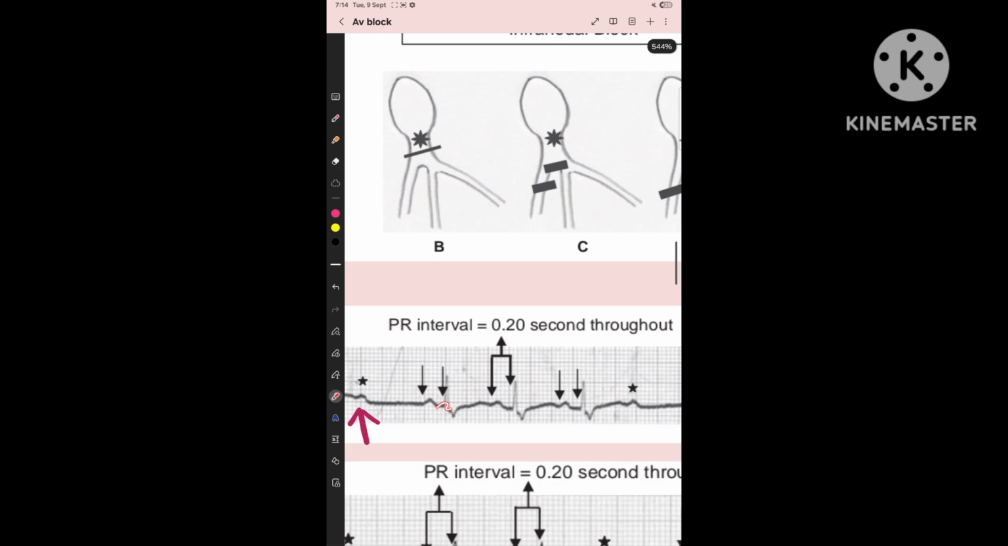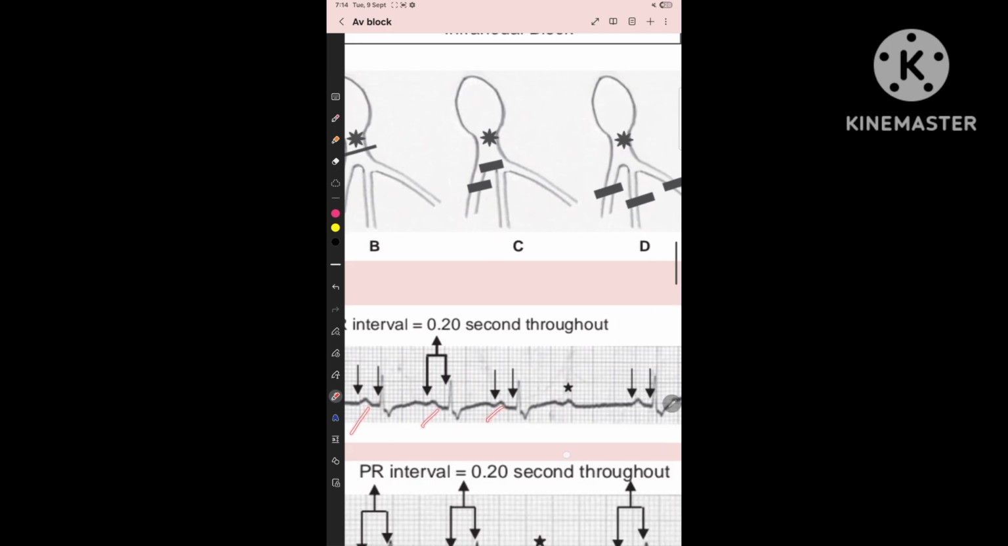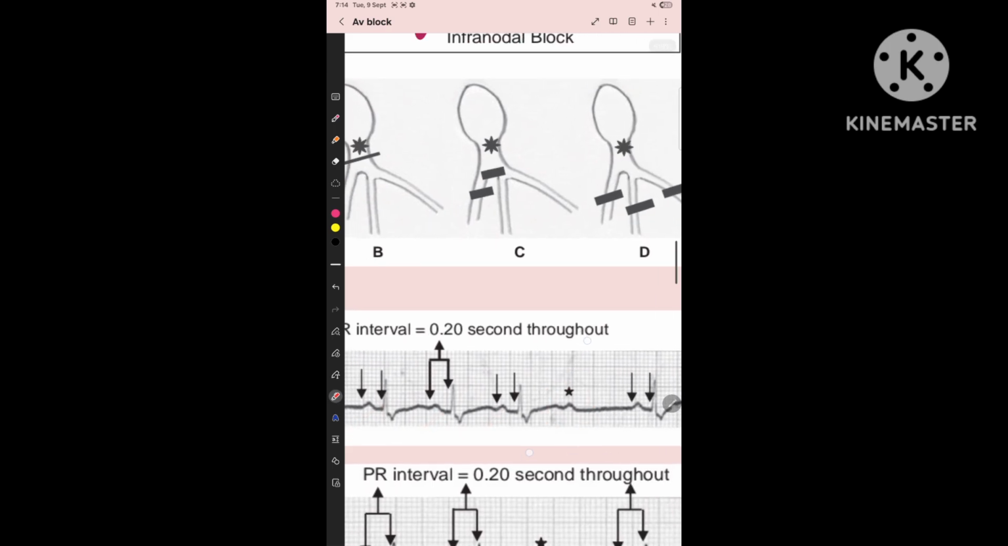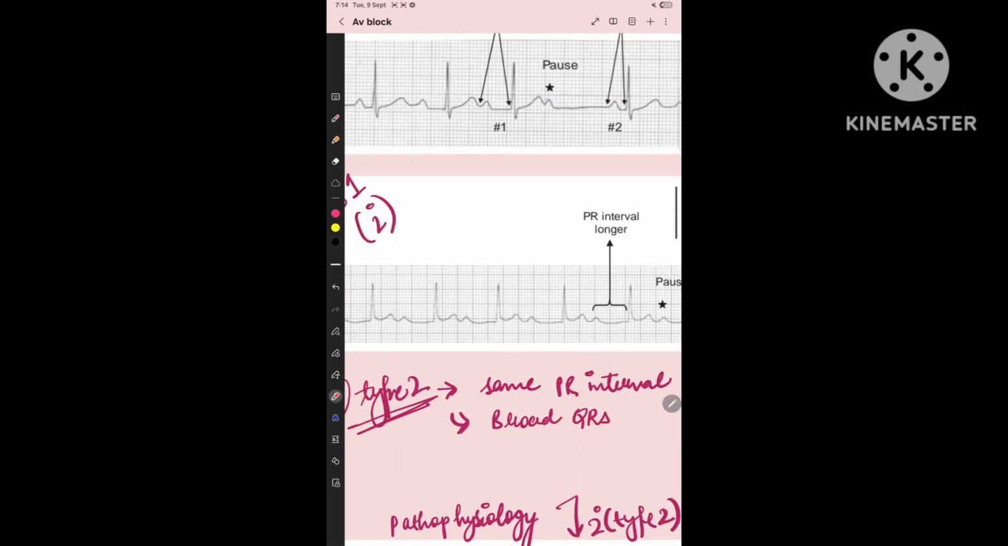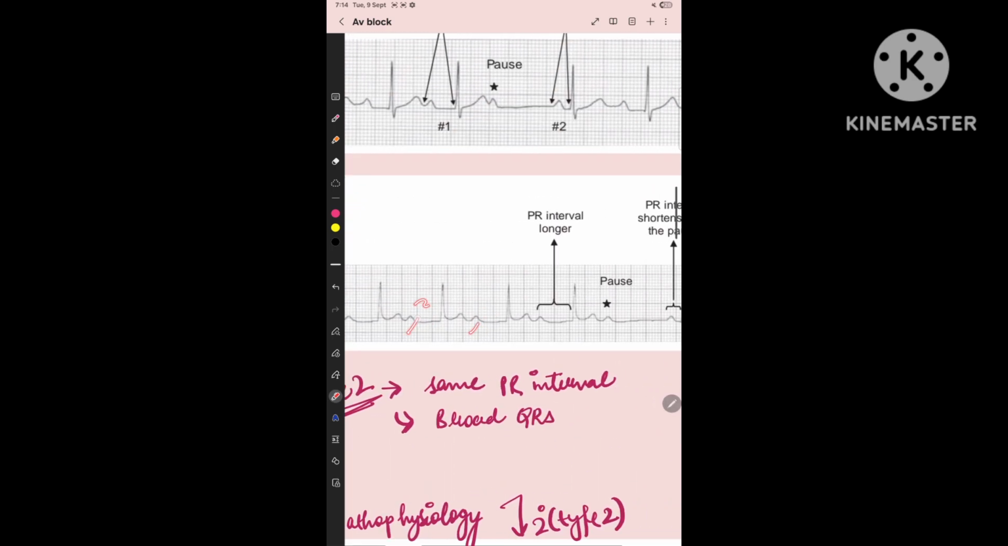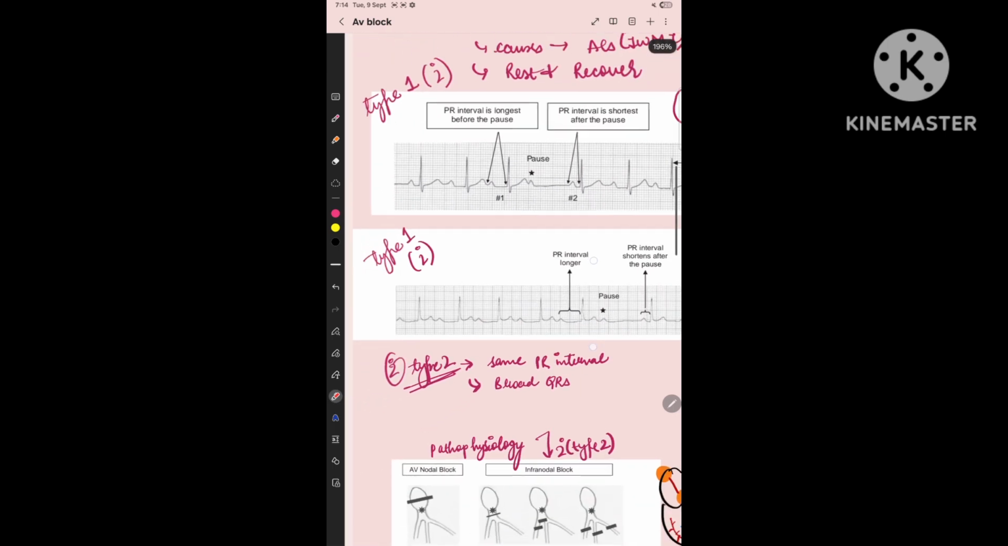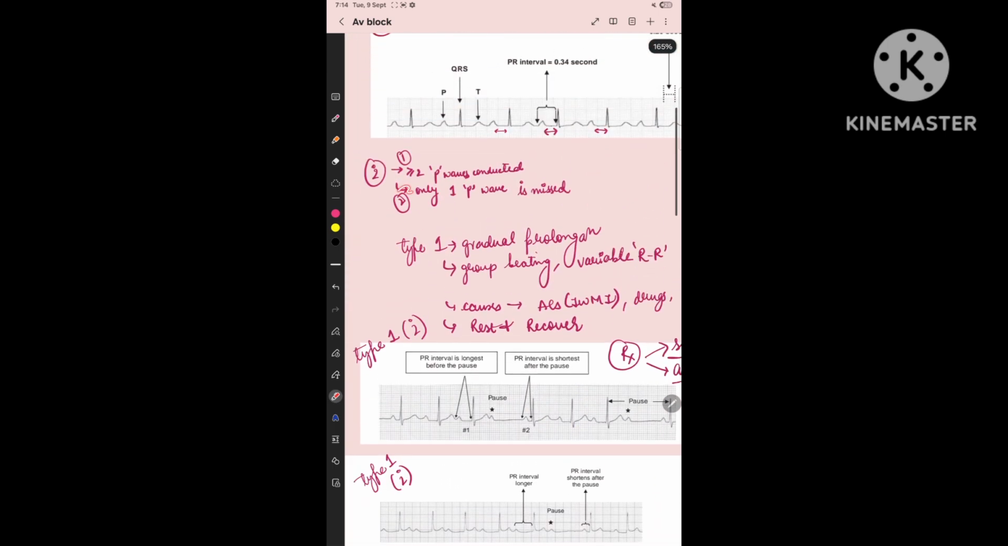In this also, two or more P waves are conducted and only one P wave is missed. This is our normal protocol of type 2 second degree block: more than 2 P waves are conducted and only 1 P wave is missed. These were the 2 rules that we studied before going into second degree AV block.